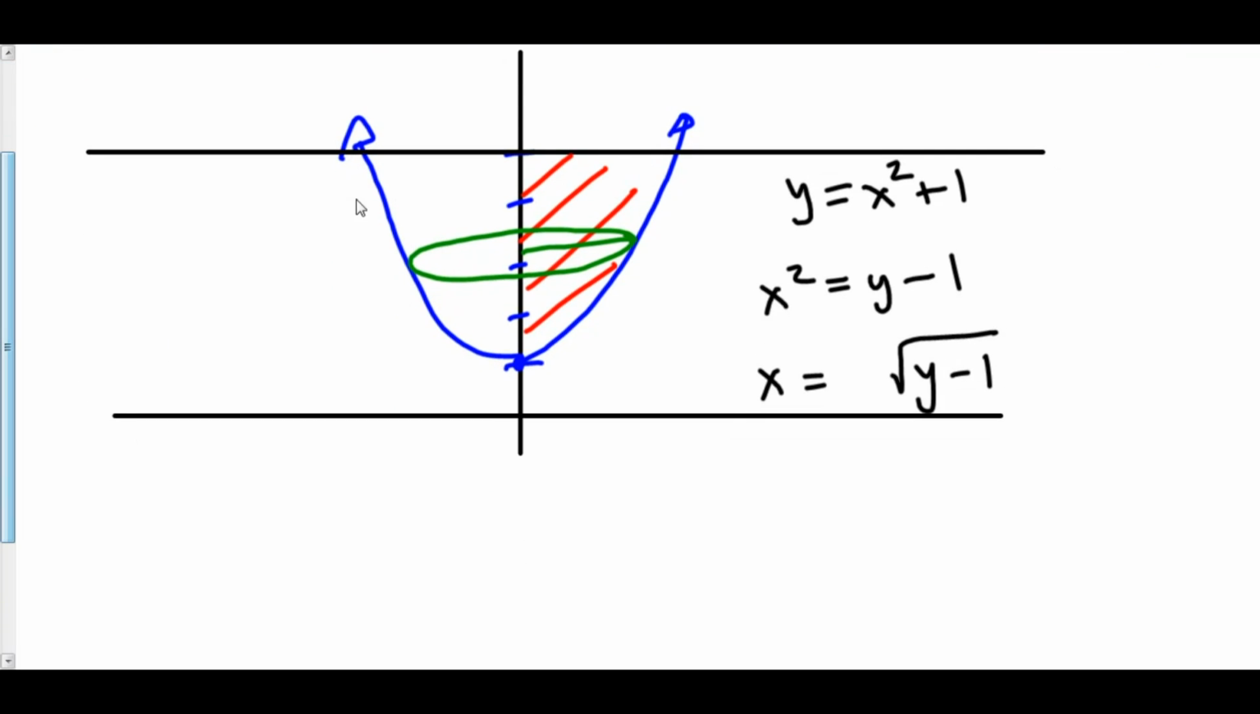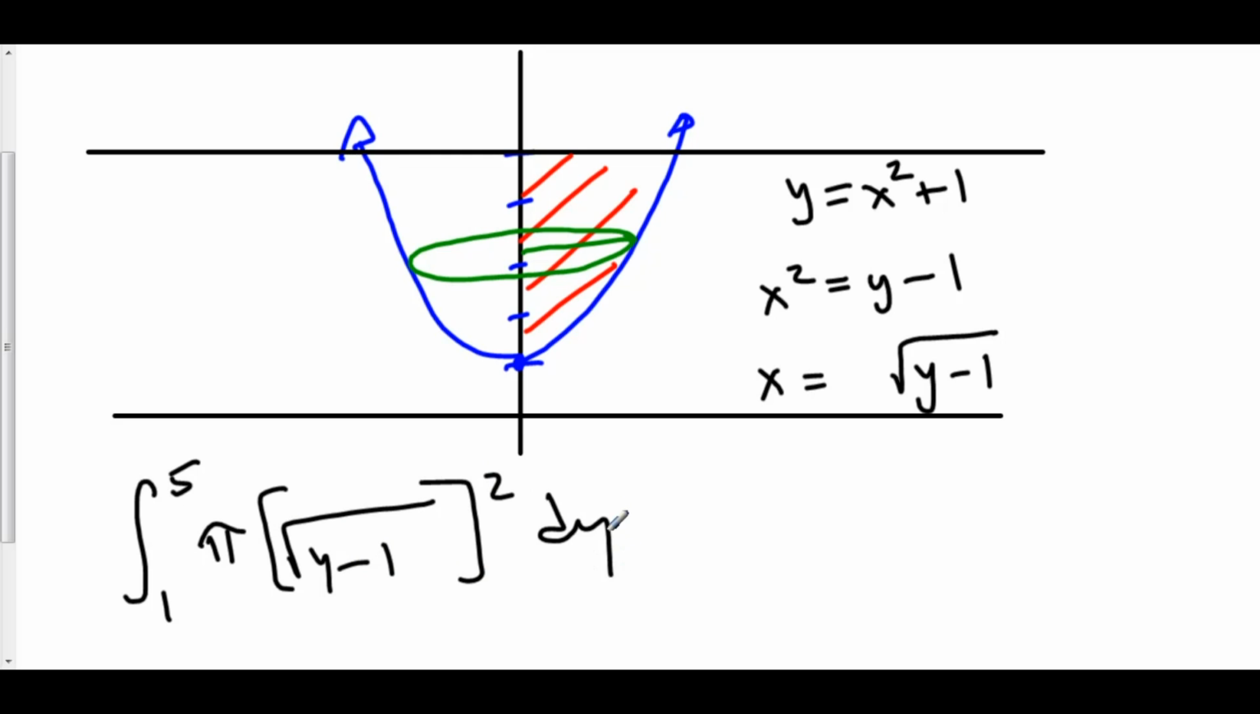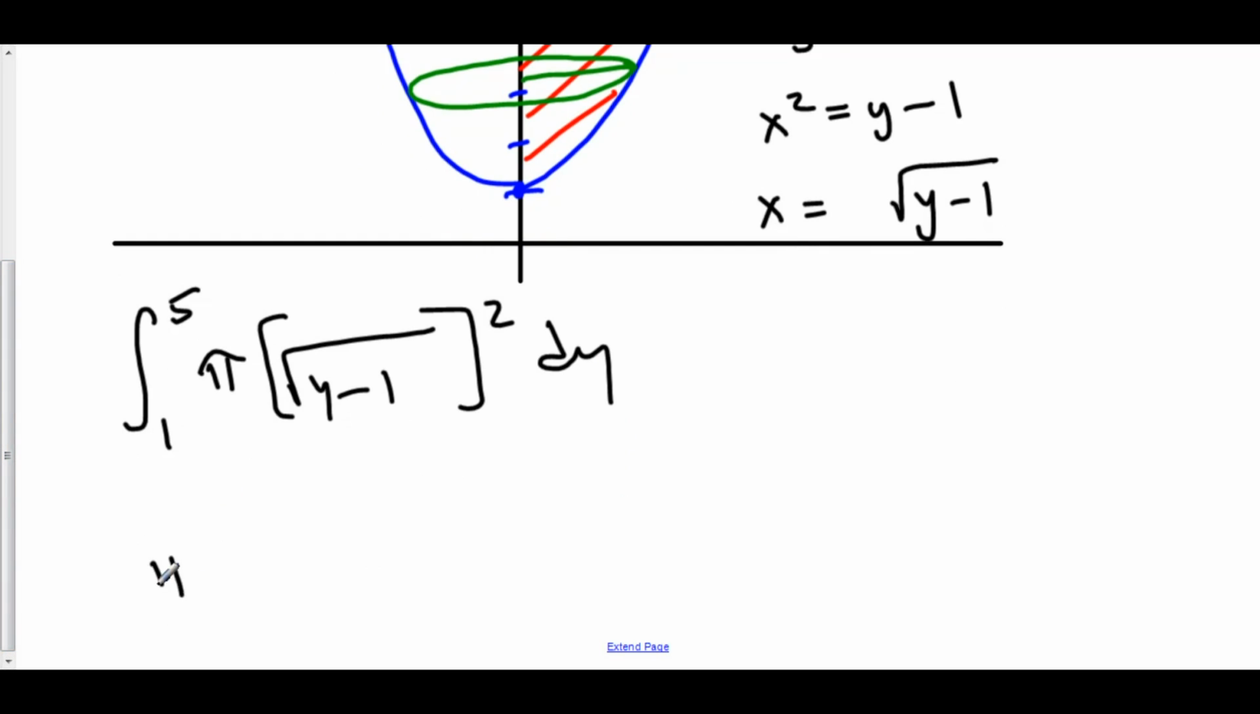It's at this point that we can now set up our integral. We have the integral from y equals 1 to y equals 5 of pi r. Our r here is in terms of y, and it's the square root of y minus 1 squared dy. Well, let's make this look a bit nicer. We have pi times the integral from 1 to 5. The square root and the square cancel out, leaving us with just y minus 1 dy.